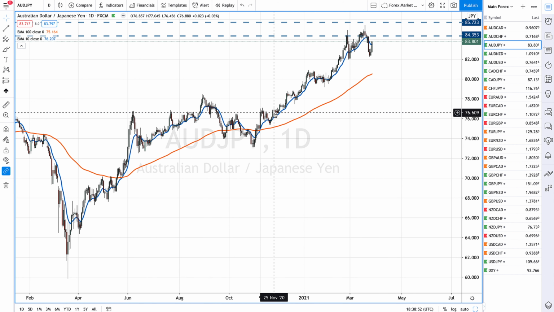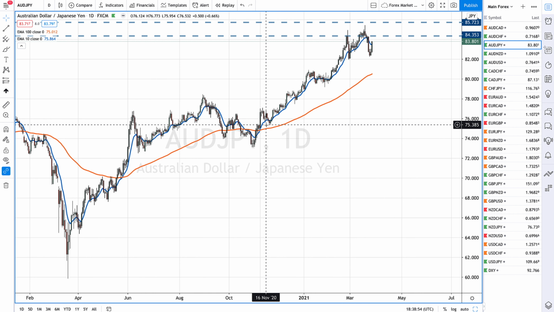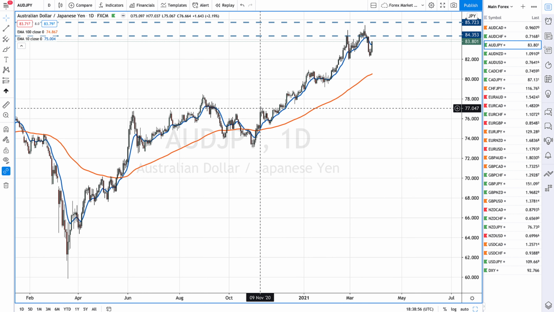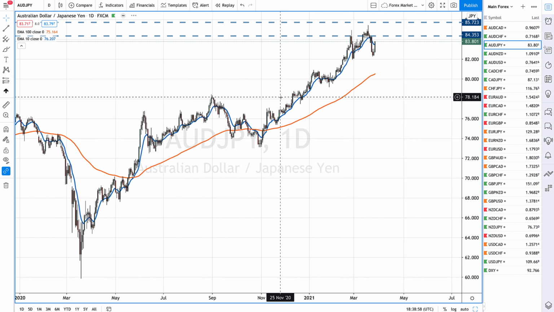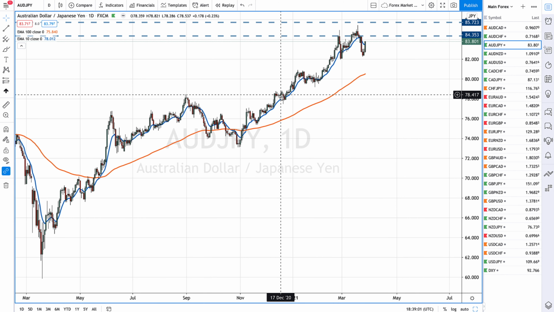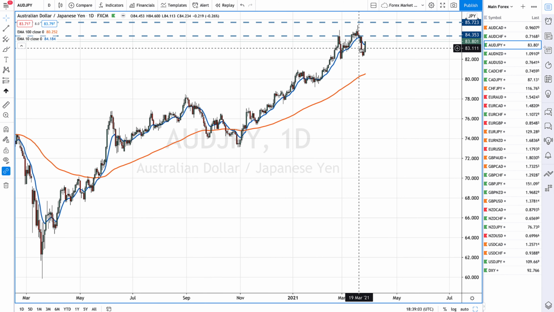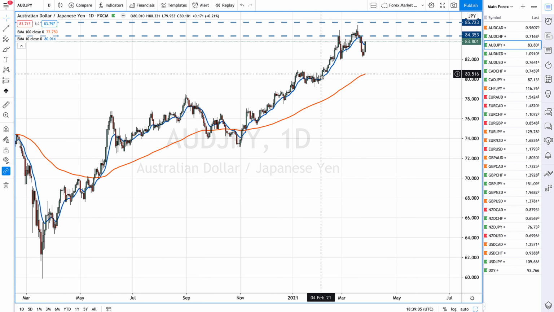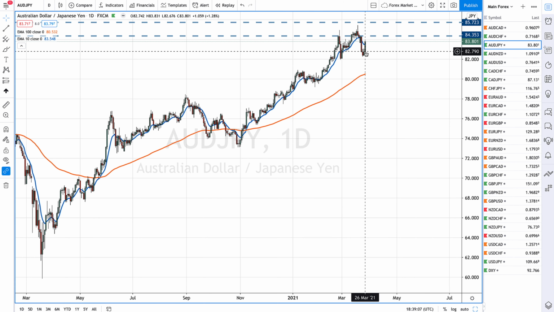I mean, you can see that even without looking at the fundamentals. If you look at the technicals here, the market is trending very, very heavily to the upside. This is the daily chart here. So it's above the 100 period moving average. It dropped below the 10, but it's just broken back up above.